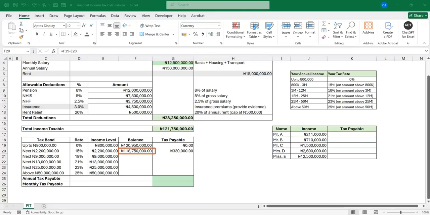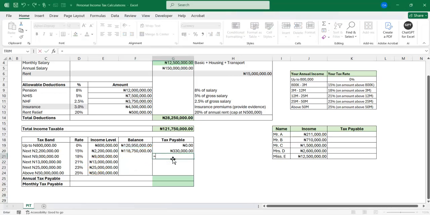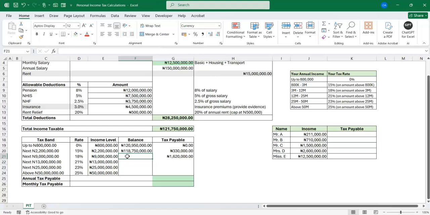So we can go ahead to say, okay, this is our balance. And we know that 118 million is greater than 9 million, so we go ahead to charge that at 18%. So let's calculate that: equals to this times 18%. Now that's the amount she's going to pay here. And then we come here to less it and say equals to this amount minus the 9 million. That's how to calculate your tax liability. And then we have the balance to be 109 million.